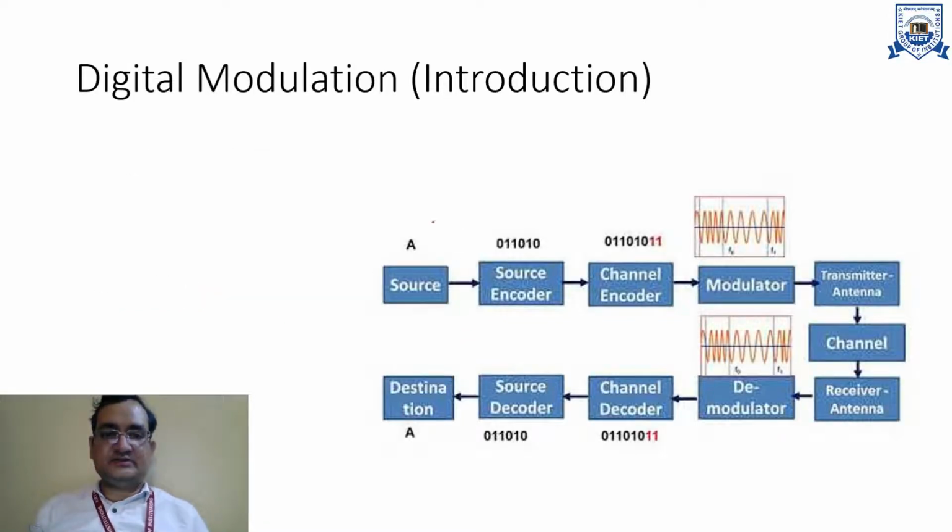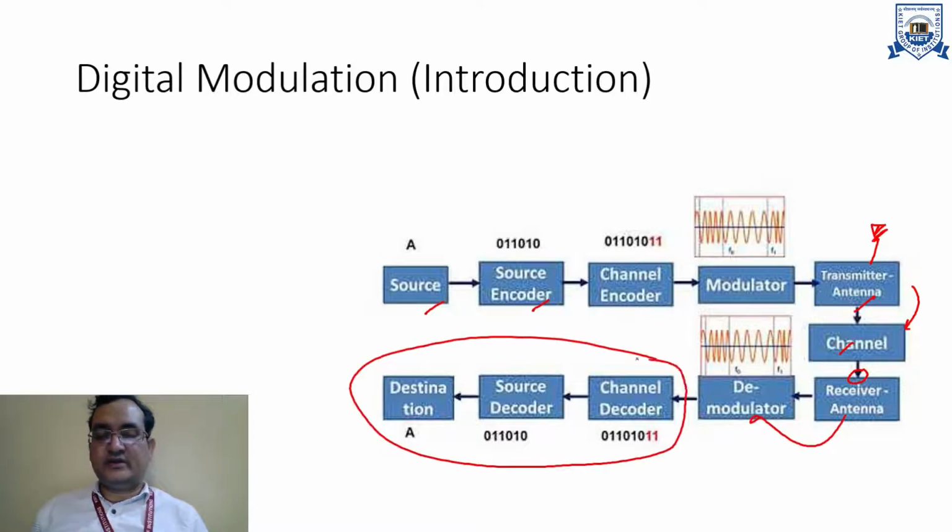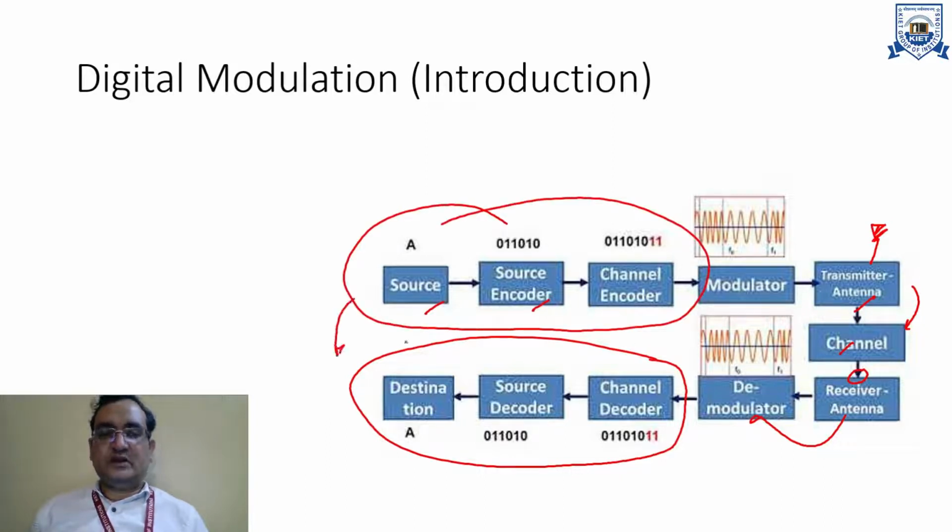This is a simple digital modulation block diagram: source, then source encoder, channel encoder, modulator, transmitter, channel, receiver. The signal can be transmitted with the help of an antenna, and after that the channel includes the AWGN, which is additive white Gaussian noise. The composite signal, which is the transmitted signal plus the noise signal, is received by the receiver antenna, and after that comes demodulation and the reverse procedure of what happened at the end of the transmitter. So this is the reverse process.